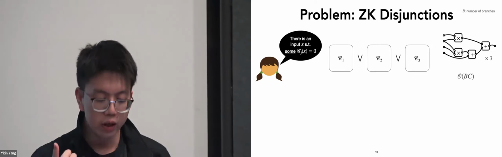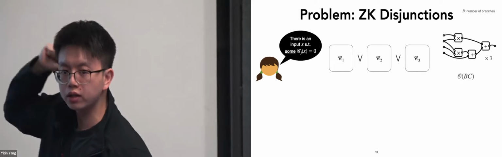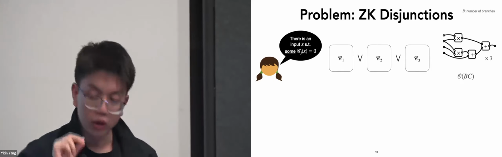Well, because you have a larger circuit, you have 3x. For example, in this particular example, you directly have a 3x overhead. Okay, so we're going to do it better.